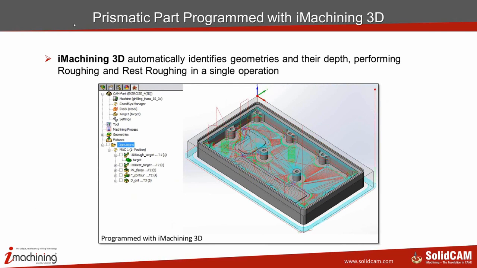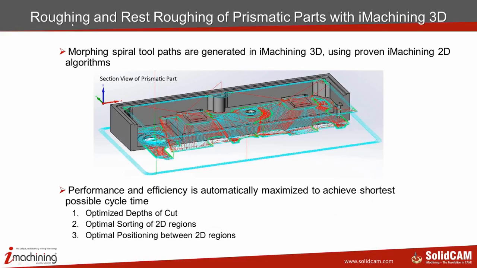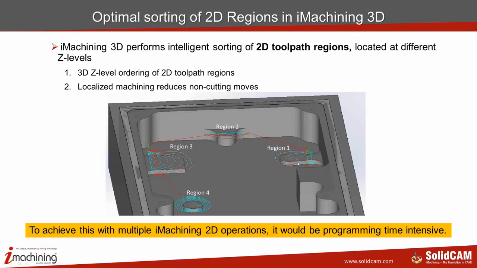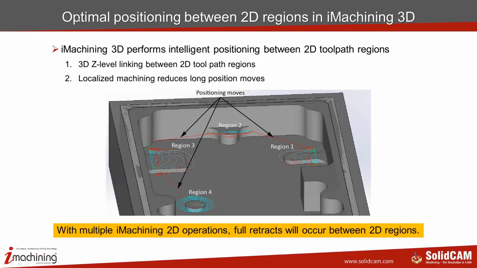I will go quickly because mainly Sydney is going to show it on actual parts, but I can tell you that when you do a prismatic part, iMachining 3D will do a deep step down in the beginning, and then it will do the rest roughing. So it maximizes the material removal rate, increases the tool life, and saves a lot of time. Also, when there are several regions in your prismatic part, iMachining 3D knows how to do optimal sorting to do them in the right order. Also, the positioning between each region and the other is done in an optimal way. All of this actually saves time.